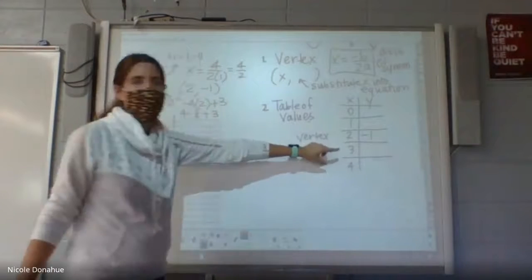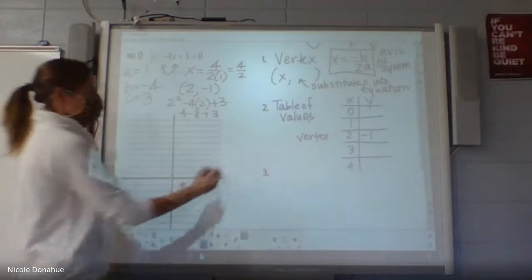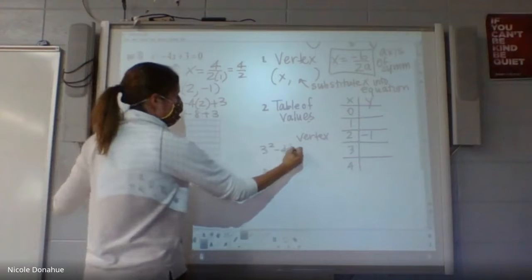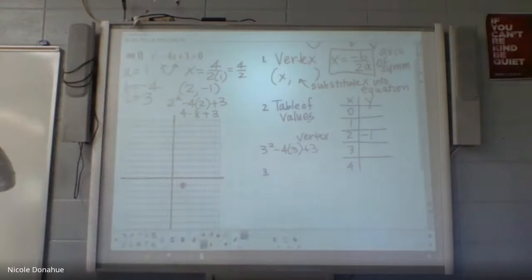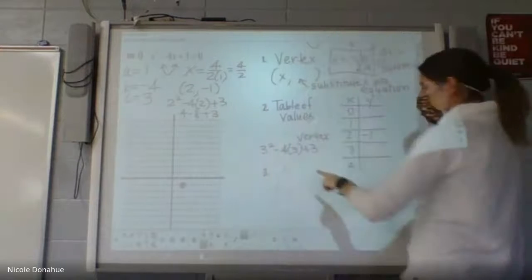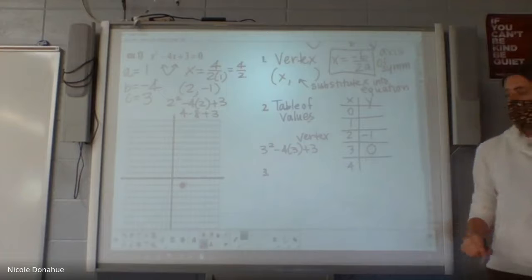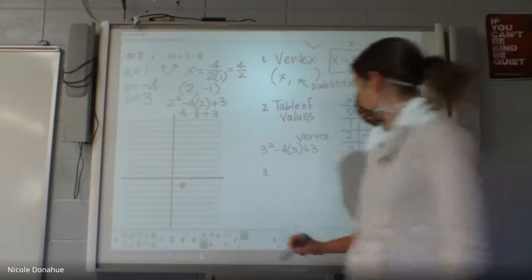So if I start with like 3, I'm putting 3 in. So 3 squared minus 4 times 3 plus 3, right? So 9 minus 12, negative 3 plus 3 is 0. Is that right? 3, 0. Do I sense a pattern? Okay.